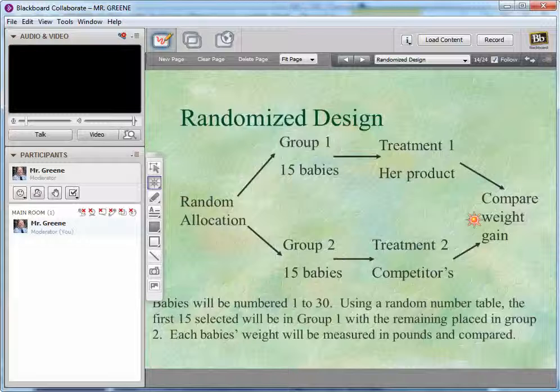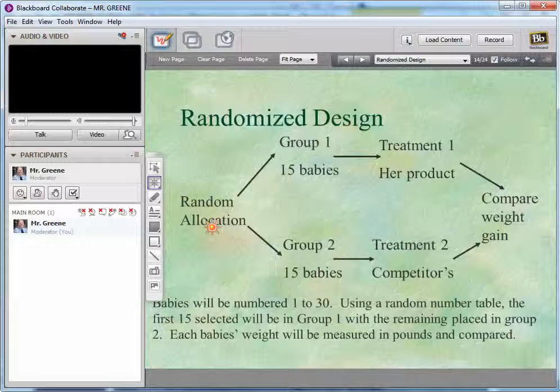So how do we get that randomization, that random allocation? Notice down here where it says babies will be numbered from 1 to 30. Using a random number table, the first 15 numbers selected will be in group 1 and the remaining placed in group 2. That little statement right there tells you how it was randomly allocated.